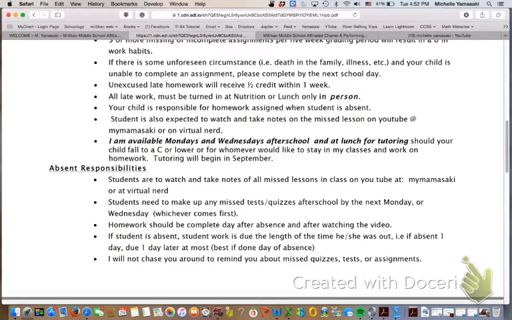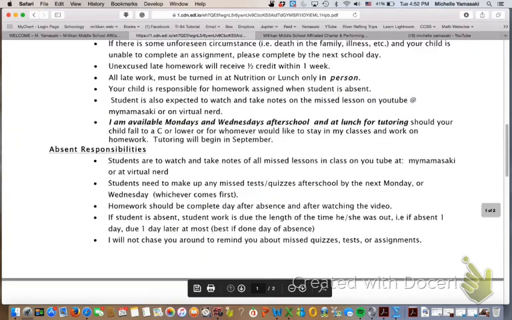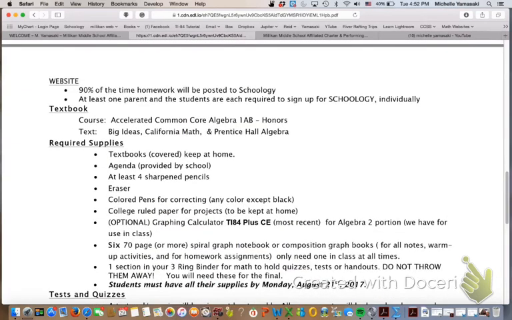Let's see, homework should be complete the day after the absence. So we've already talked about that, and I will not chase you around. All right, so we're going to use a couple books this year. Let's see. So 90% of the time, I'm going to say the homework will be posted on Schoology, but it will be posted 100% of the time on the board.